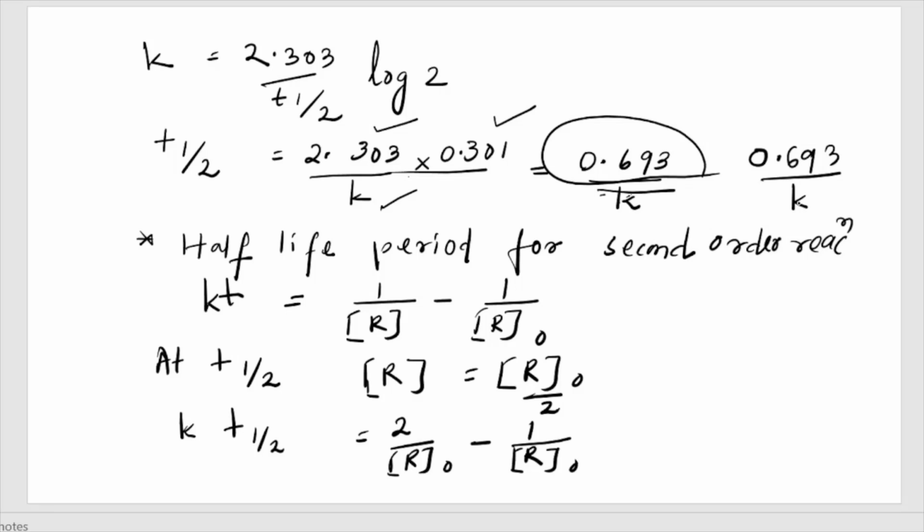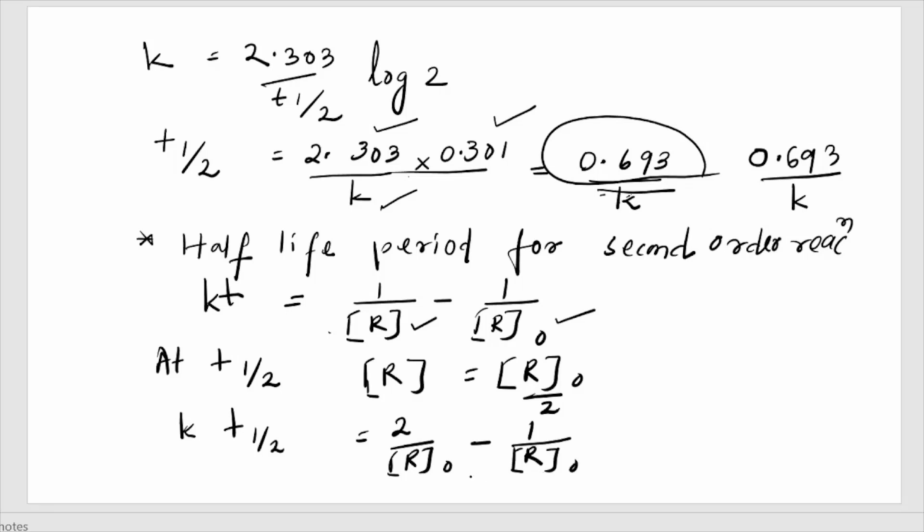Half-life period for the second order. Similarly, you will calculate for second order. First you put the formula, that is the second order equation: KT equal to 1 by R minus 1 by R0. What is R0? Initial concentration. What is R? Final concentration. Now since T changes to T half, this R changes to R0 by 2. So you put the value, and after calculation this is the answer: KT half equal to 2 by R0 minus 1 by R0.